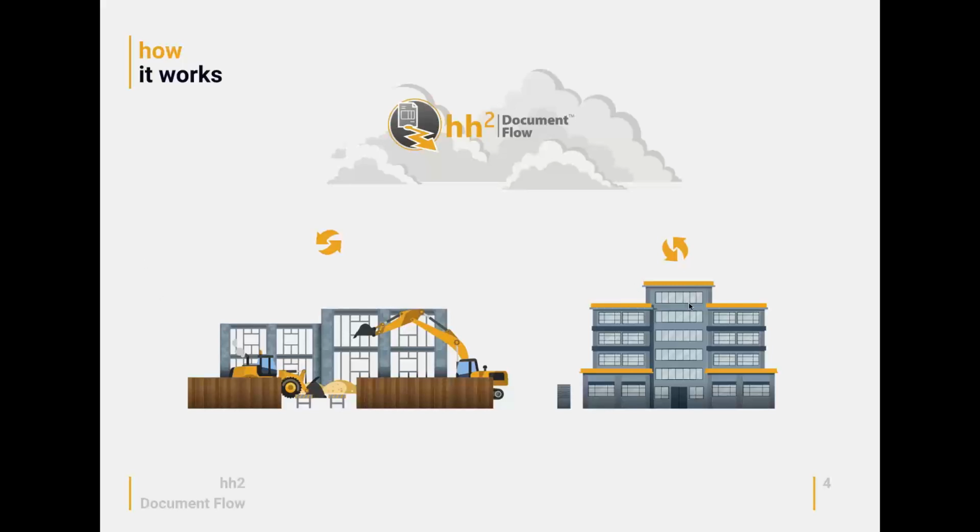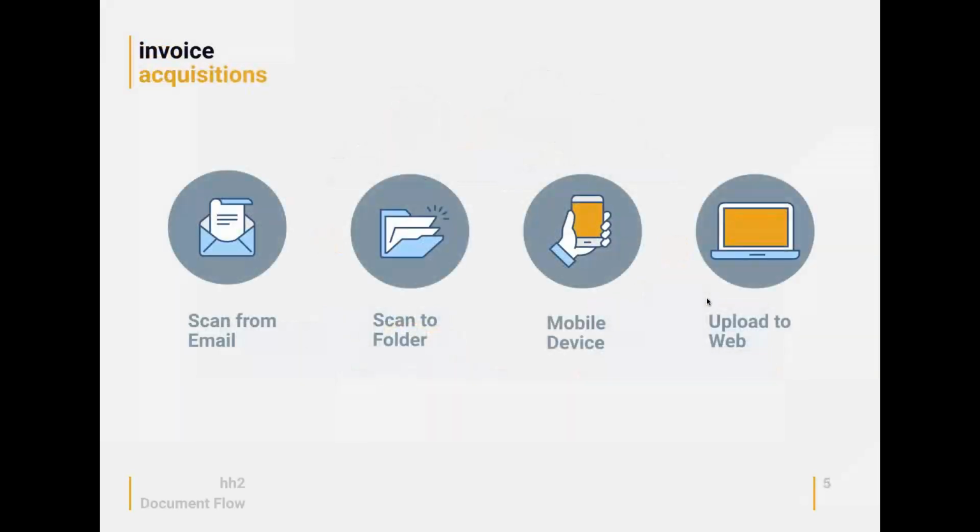Now, the final step we're going to take a peek at is how we get invoices into HH2. And this is going to kind of lead us into looking at the product here, but we want you to understand how HH2 can make your invoice images automatically or uploaded into our system. So to do that, we're going to start on the left-hand side here. We have a little icon that says scan from email.